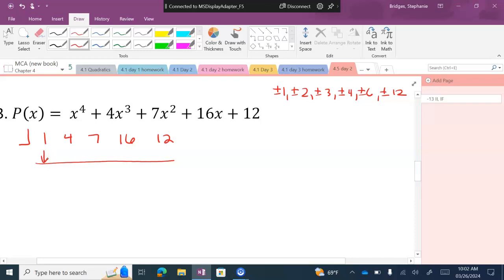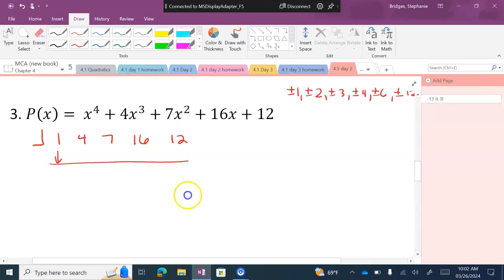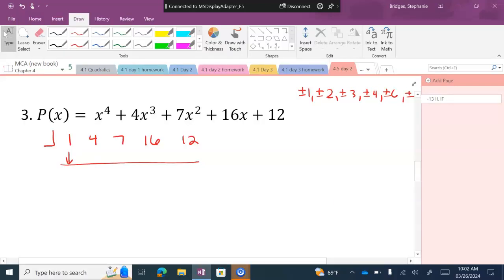Okay, so if I set up my synthetic, my check to see if positive 1 is going to work is by adding all of those coefficients. If they are all positive, is there any way they're going to add to be 0? No. Okay, so do I waste my time trying positive 1? No, because it's not going to work. So I'm going to try the next one, which would be -1. Does that one work? Yes. And that's where I told you guys to stop.